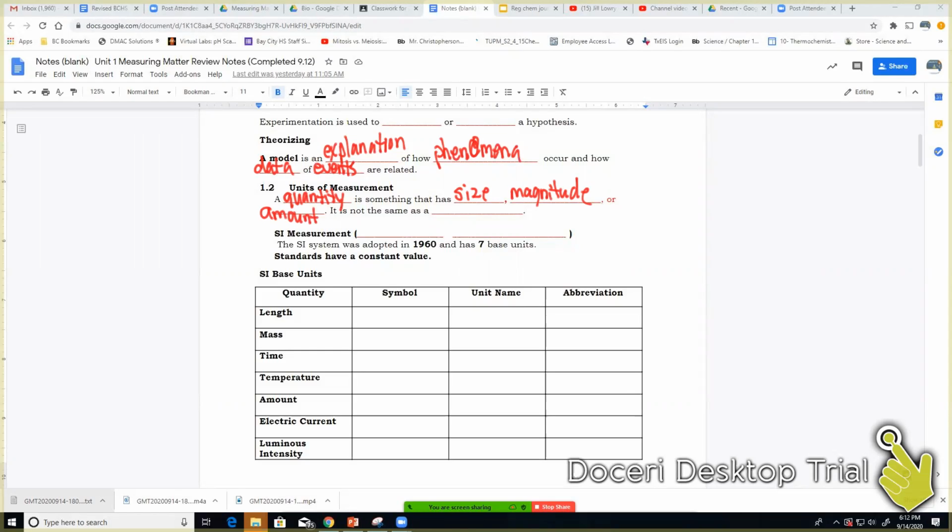It is not the same as a measurement. The numbers you work with in math would be considered quantities. A measurement is going to be a number with a unit. I always say that in math, the numbers don't mean anything. In chemistry, they do. The system that we use is the SI system, which stands for the System International.